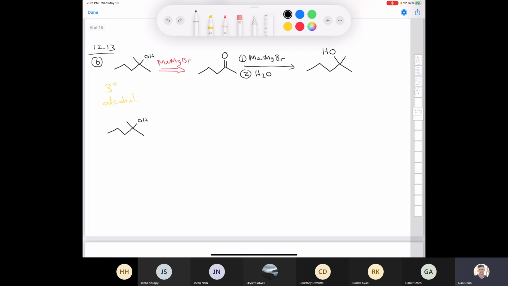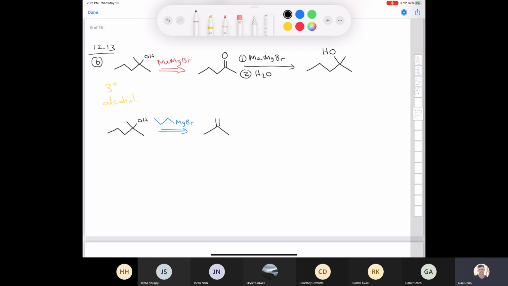I'll just leave it as a bond line structure. Conversely, what if, instead of using methyl magnesium bromide, I added all 3 of these carbons here? Well, for that, I would need propyl magnesium bromide. So 1, 2, 3 carbons, and then I'll put MgBr like this. Well, what would my starting ketone be then? It would only have 3 carbons in it, wouldn't it? I have 1, 2, 3, and I'm adding 1, 2, 3, right? So I would start out with propanone or acetone.